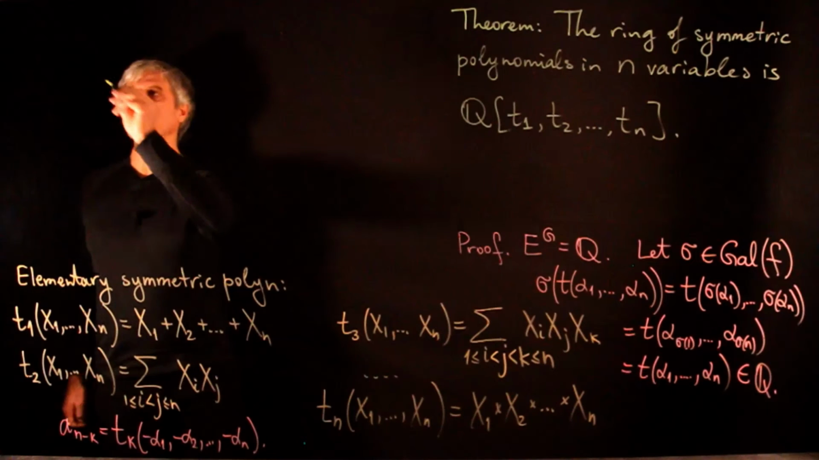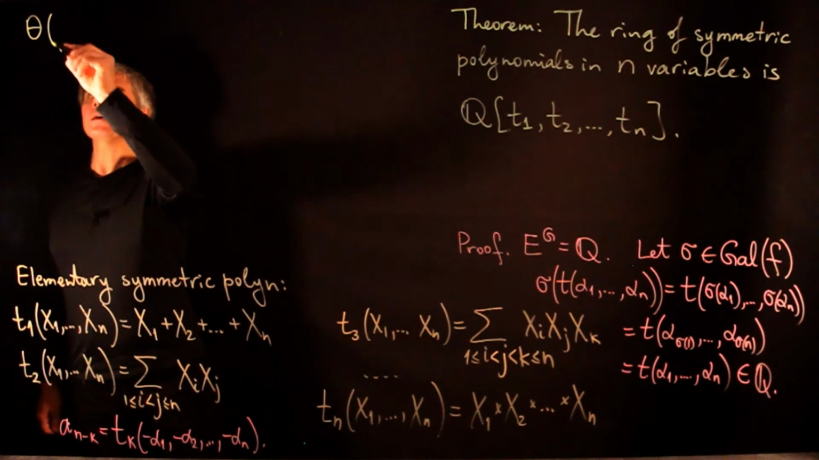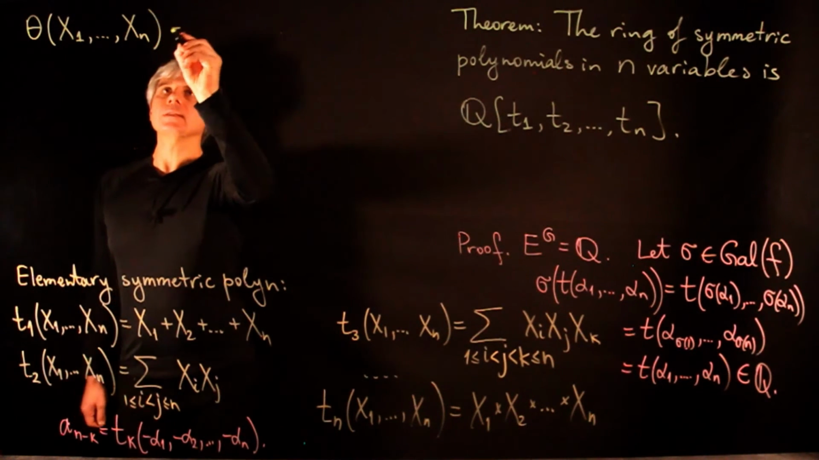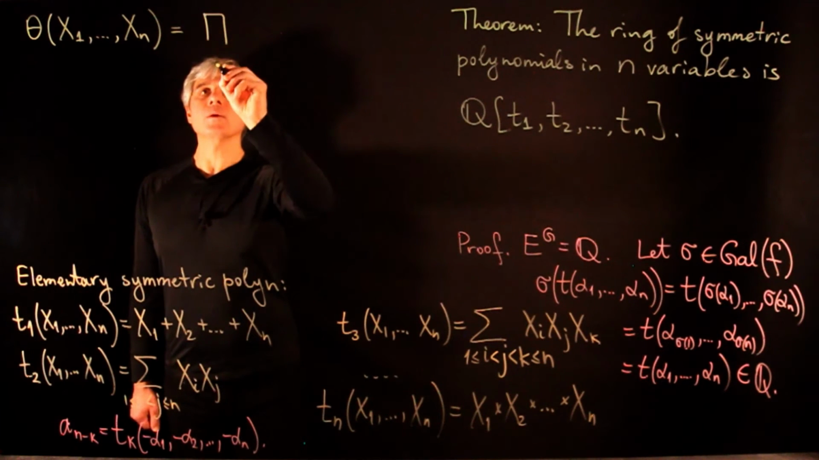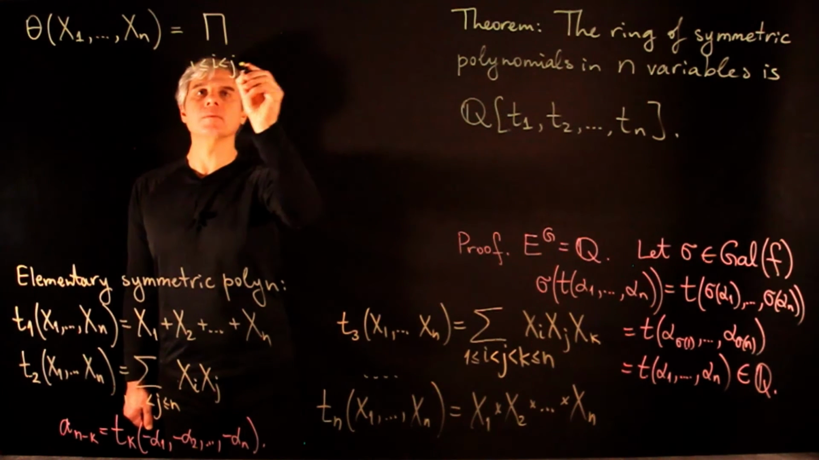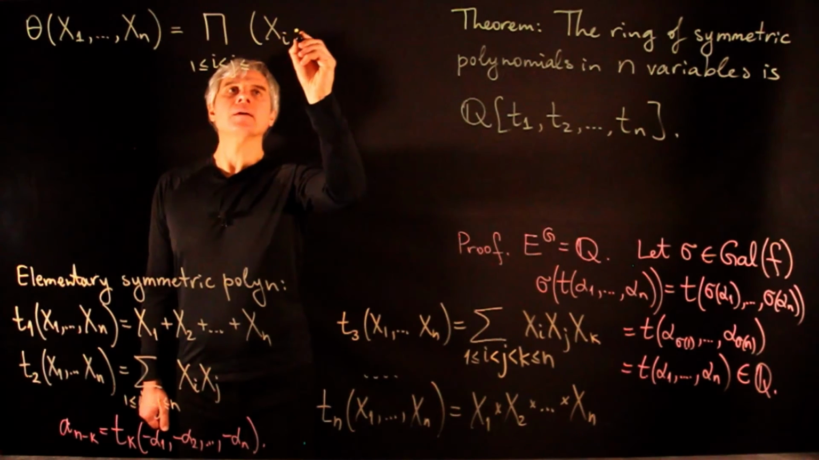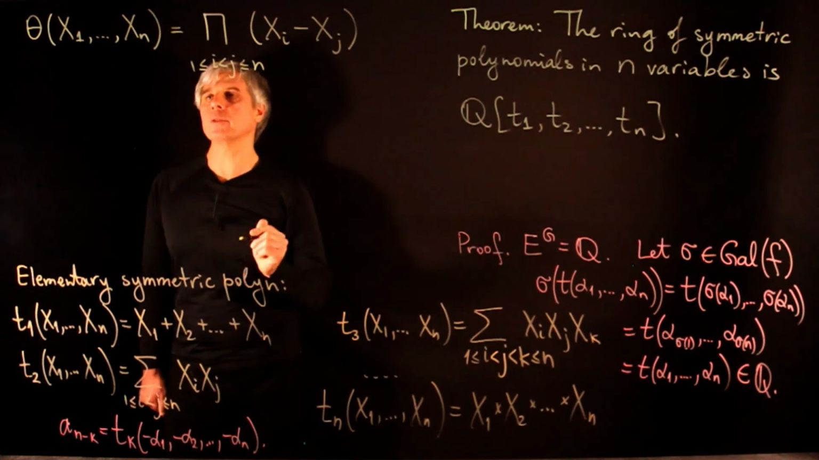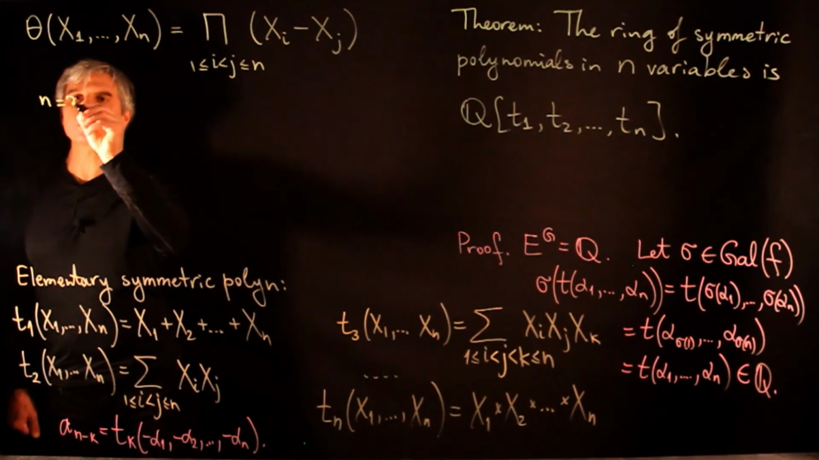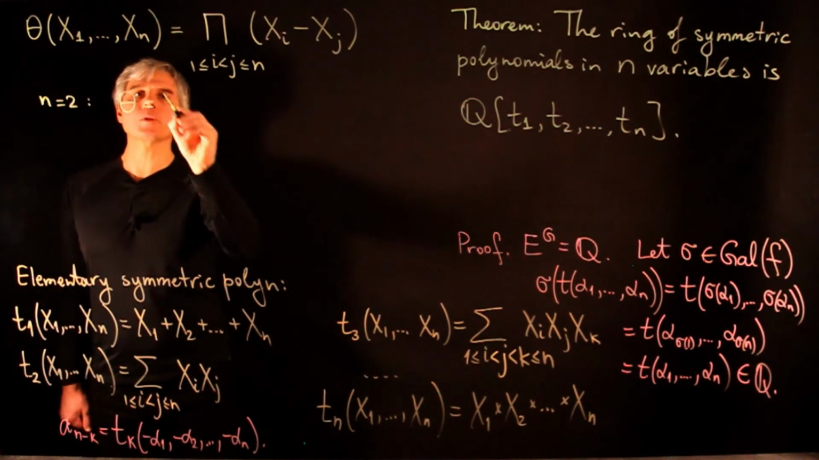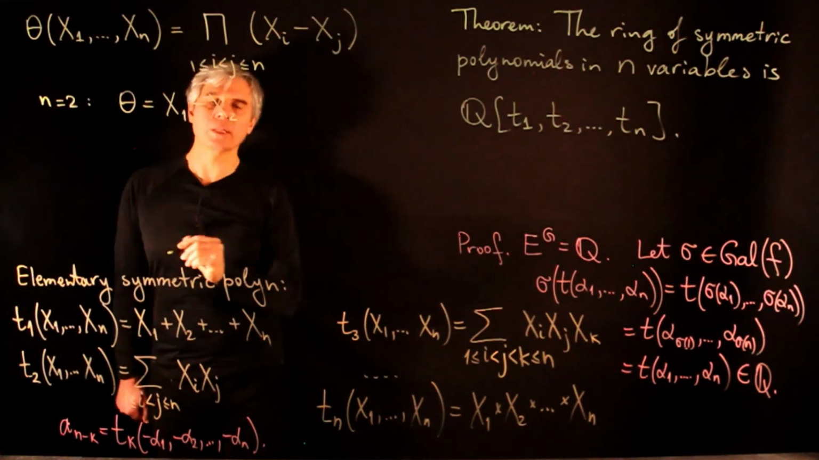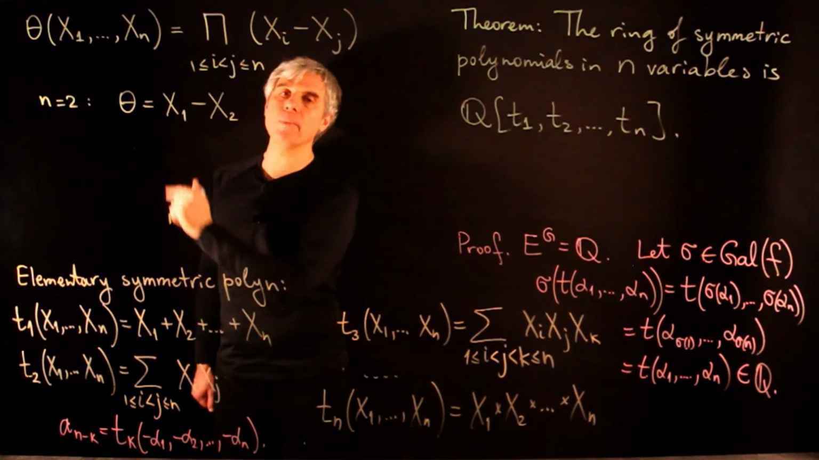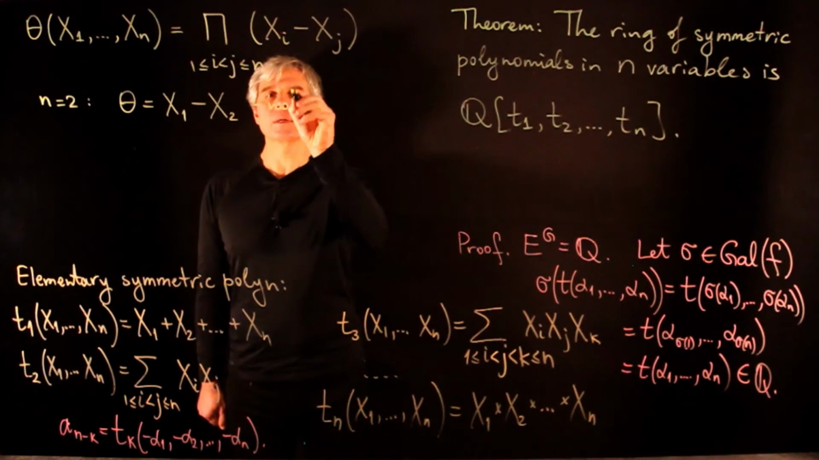Let us consider the following polynomial in n variables. Theta of x_1, ..., x_n is equal to the product over i less than j of (x_i minus x_j). Let us ask a question: is this a symmetric polynomial? Well, let's consider the case n equal to 2. Then theta is equal to x_1 minus x_2. Is this symmetric? Clearly not, because if we permute the indices 1 and 2, we are going to get minus theta. So this is not symmetric.